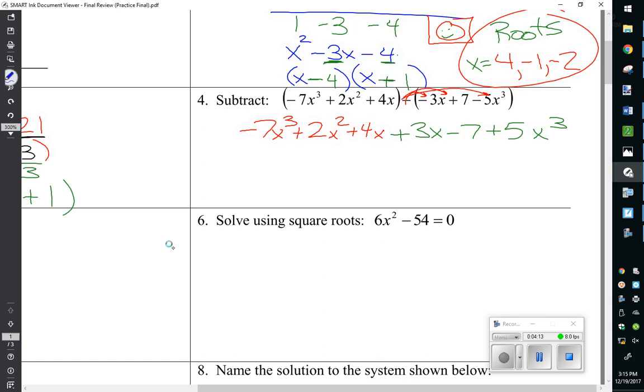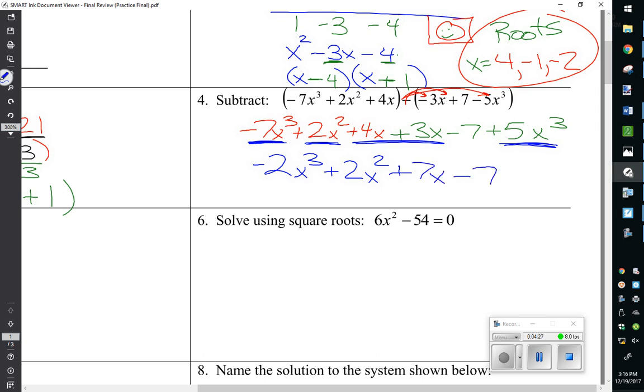At that point, I'm combining like terms. -7x cubed and a positive 5x cubed gets me -2x cubed. Positive 2x squared, positive 7x, and then -7 here at the end. Just combining like terms and distributing that negative sign.